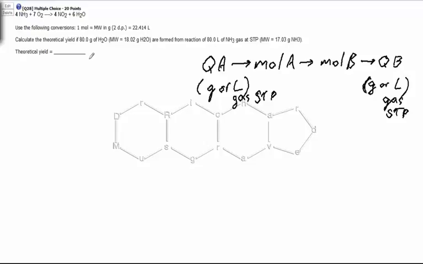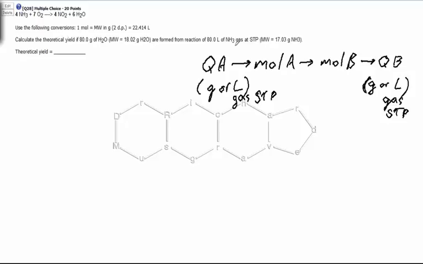Here we're looking at another theoretical yield type question, and it says calculate the theoretical yield if 80.0 grams of H2O are formed from reaction of 80.0 liters of NH3 at STP. Alright, so in all of these problems we always have a reactant which comes from this side, and we have a product. Now remember, the whole point of this is to start off with the reactant and figure out how much of the actual product we should have gotten.